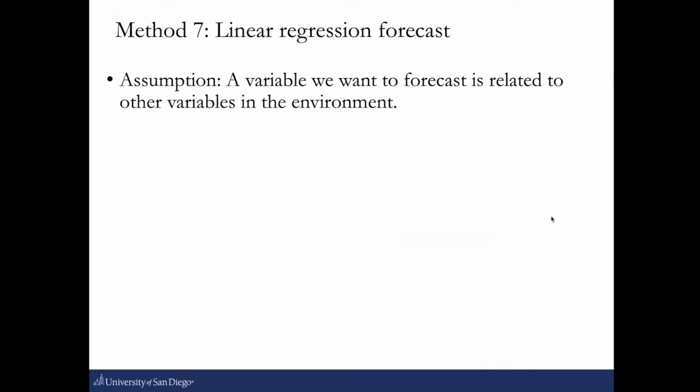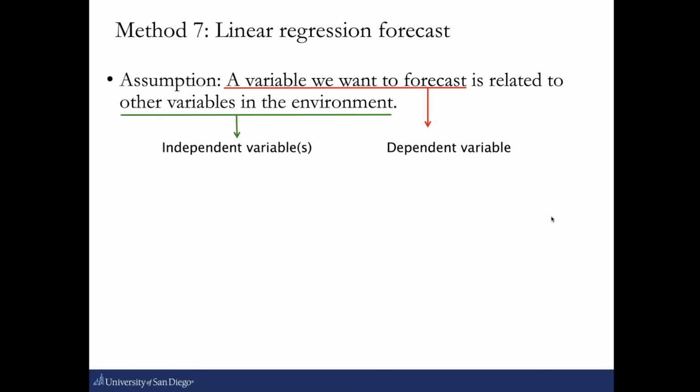Next, I would like to introduce to you the last method, method 7 on linear regression forecast. This is extremely powerful yet simple, as you might already know, so I just want to step through this very quickly. The assumption here is that we have a variable that we want to forecast. We can call this a dependent variable, and this is related to other variables in the environment, so we can reflect this down in the equation. Many also call these variables the independent variables or explanatory variables. They all mean the same.